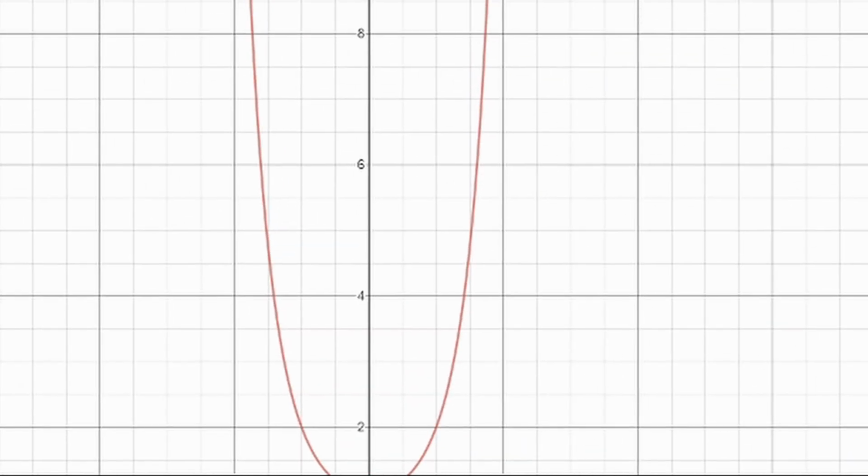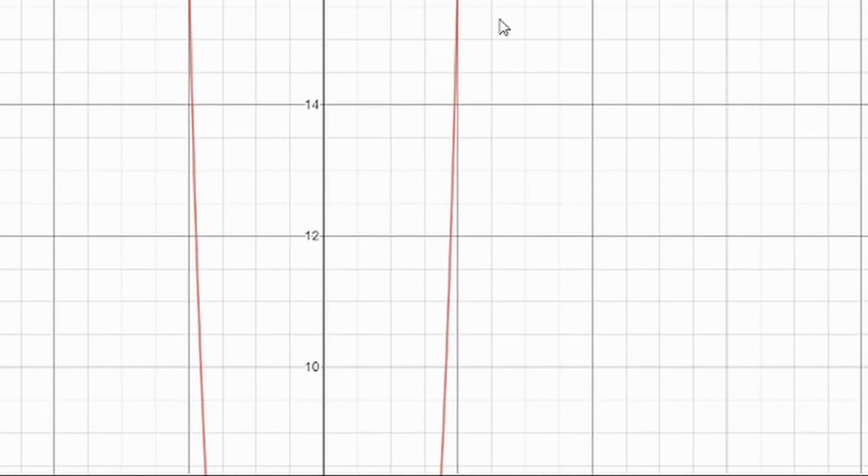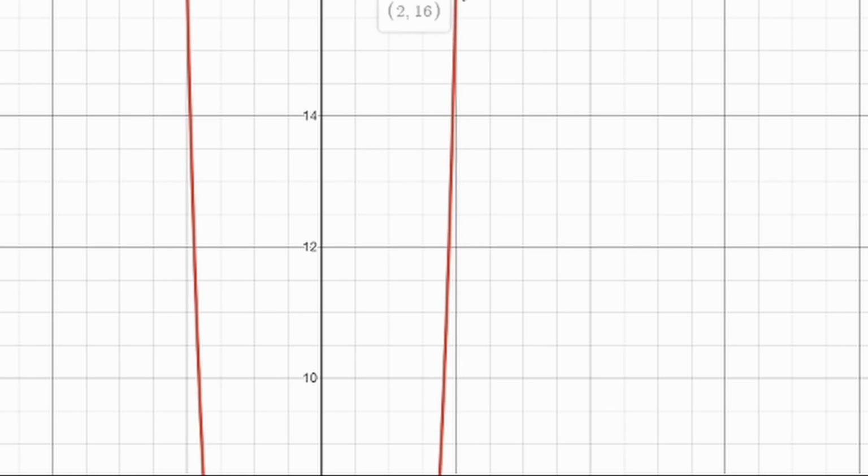And I just wanted to show you how long it would take to go from the coordinate 2, 16 to the next one up, which we know as 3 and 512. So let's begin.